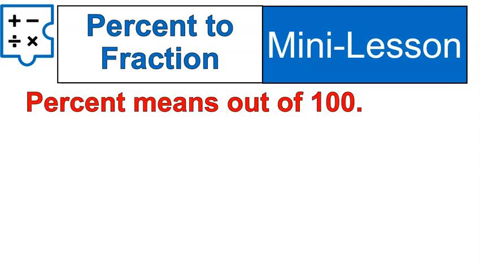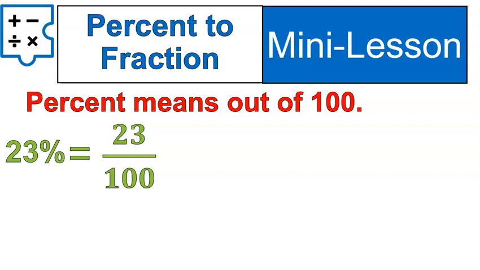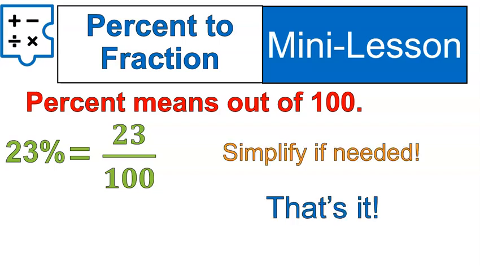Percent literally means out of 100. So 23% means 23 out of 100. That's it. Every time you're given a percent, you just put it over 100, simplify if needed, and then you're done. So again, pretty straightforward. It means exactly a fraction.